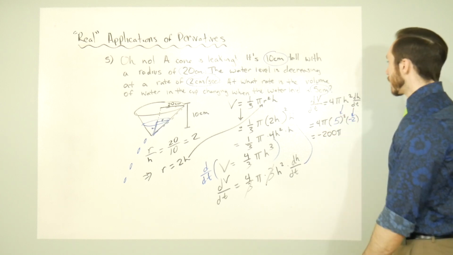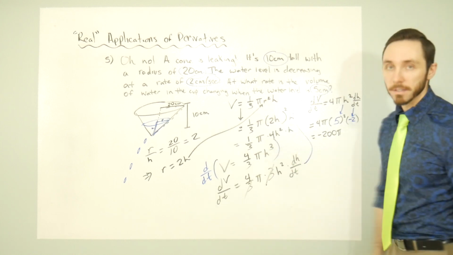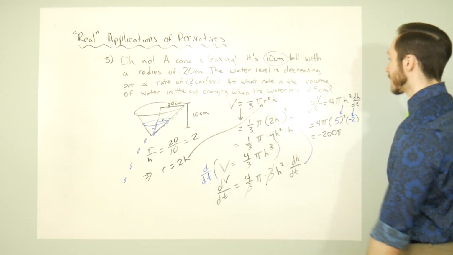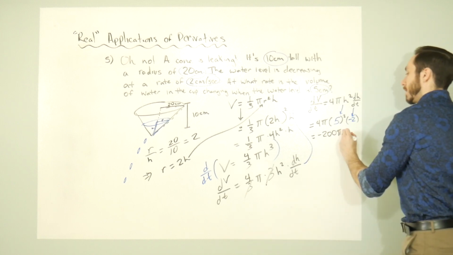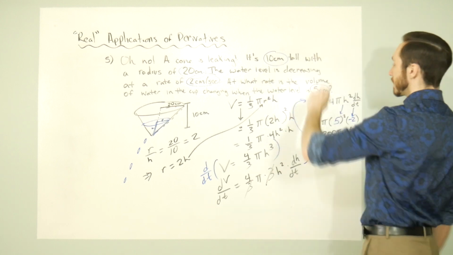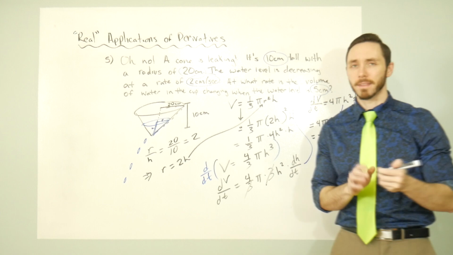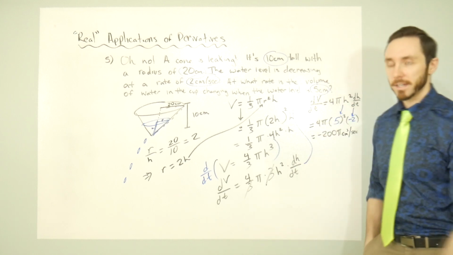What are the units for a volume that is changing, a rate of change for a volume? It's going to be centimeters cubed per second. We have centimeters in play. Clearly here the time was given as seconds. Volume is a cubed thing, which is our final answer.